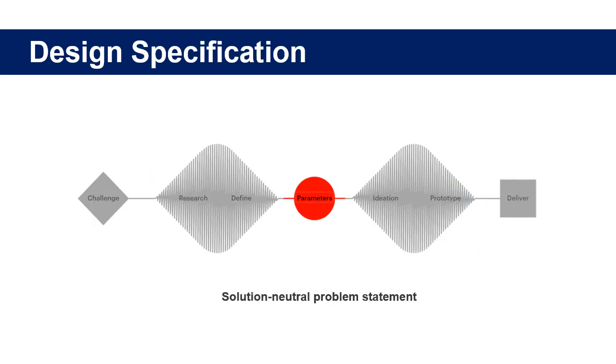The red dot in the middle is our design specification. Essentially, we're taking all the research that we've done and summarizing it in order to then move on to the ideation phase to come up with potential solutions.